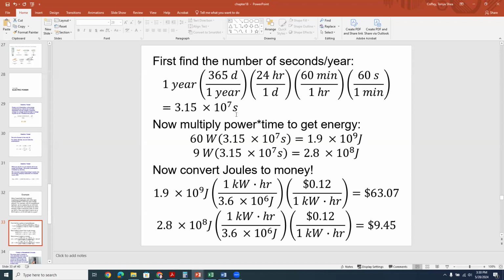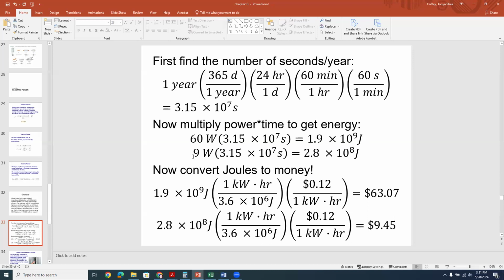Now, to get energy, you multiply the power times the time. So let's say that we burned each of these bulbs nonstop straight for a year. So you burn a 60-watt incandescent bulb for a year. First of all, good luck getting it to not burn out during that year, but there you go. So 60 watts times 3.15 times 10 to the 7 seconds gives you 1.9 times 10 to the 9th joules of energy consumed by that bulb.